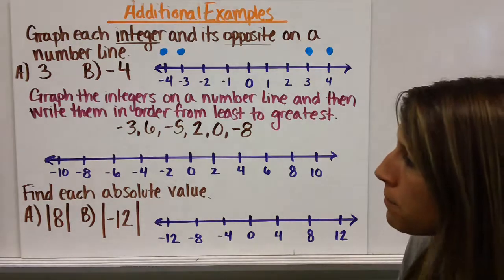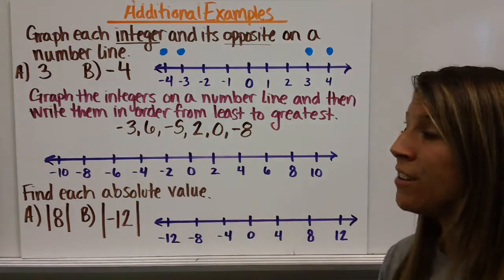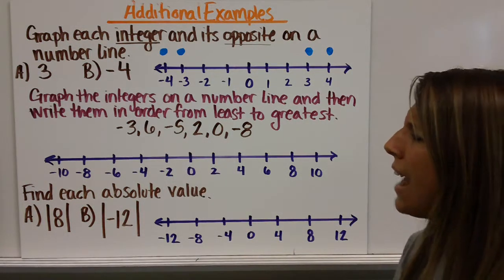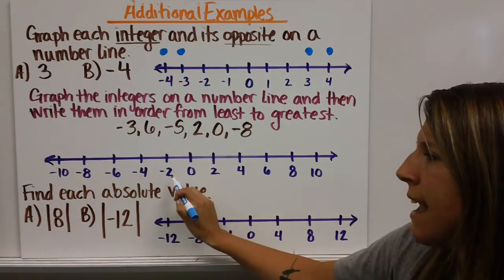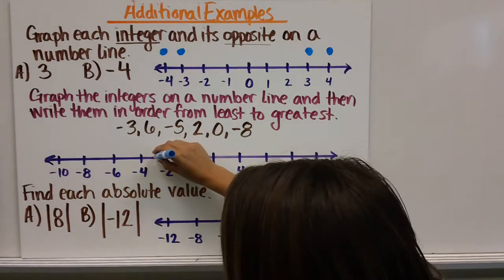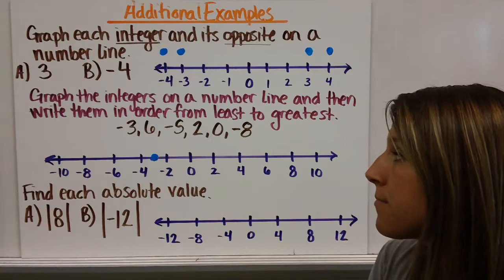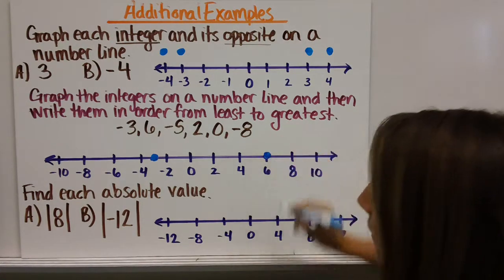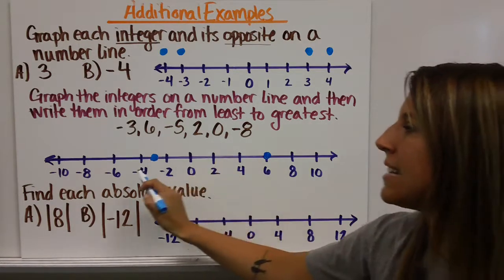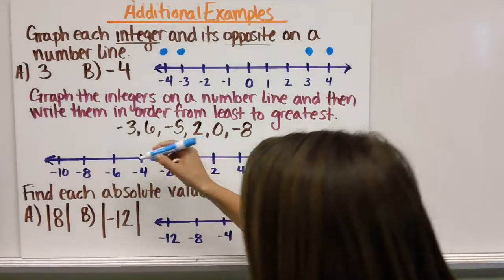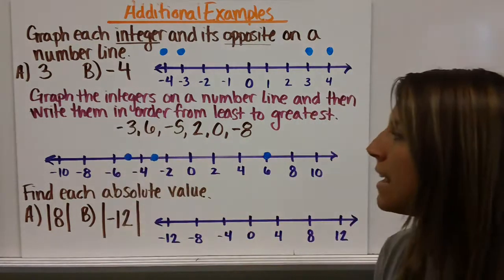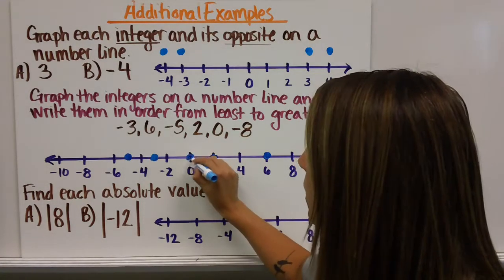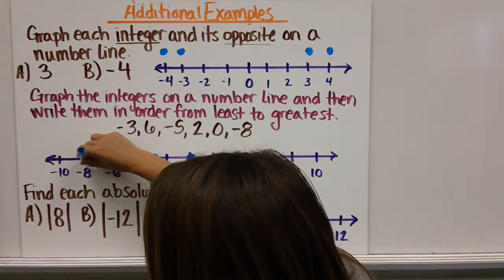So for this example, we're just going to take these numbers and graph them, then write them in order from least to greatest. For -3, I know that -3 is between -2 and -4, so I can graph it right here. 6 is located right here. -5, again, is between -4 and -6, so I can graph that right there. 2 is located here. 0 and -8.